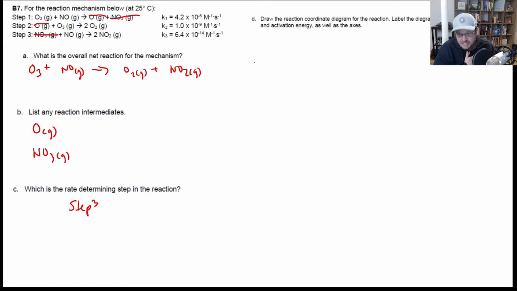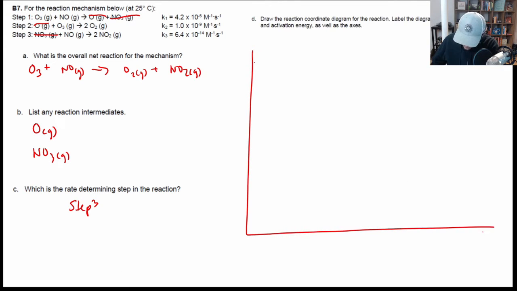And so part D, which I think might be one of the things that people are most interested in, is draw the reaction coordinate diagram for the reaction, label the diagram with each step and activation energy as well as the axes. And I realize I didn't put the activation energies in there, but that's fine. So if we're looking at it, we draw out our reaction progress, and then this is simply energy. We're going to have our starting materials right over here.